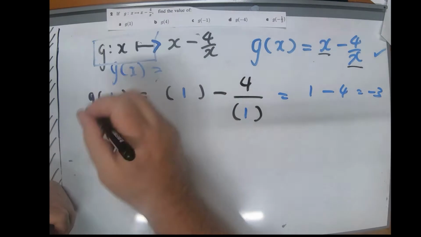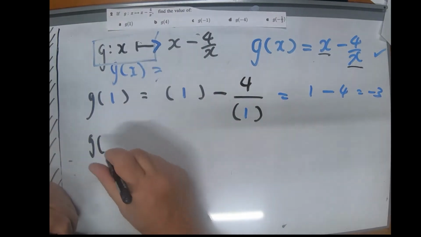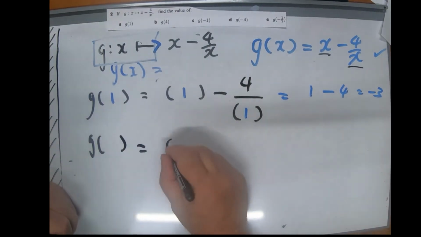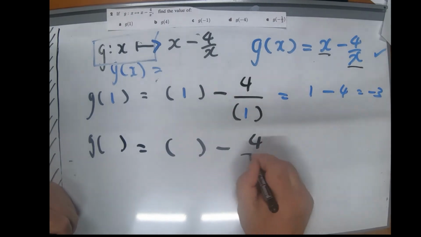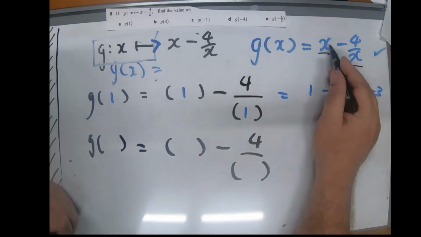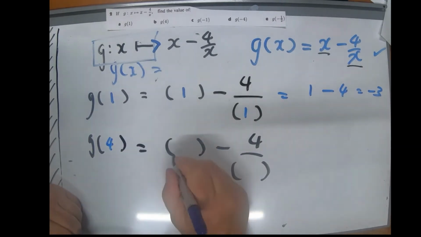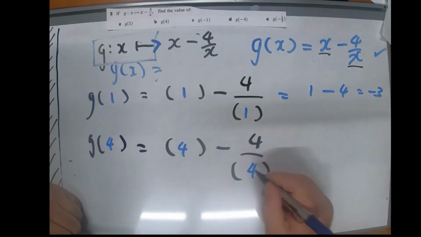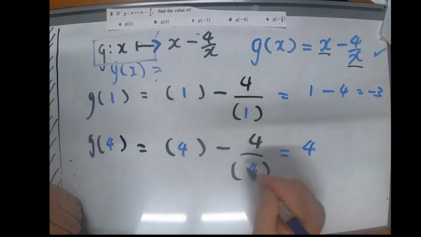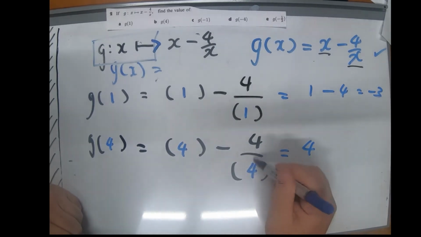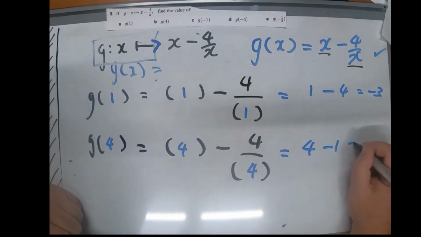Let's try part B. g of 4 equals a bracket minus 4 over a bracket. Here's the two x's where the brackets are. Part B was a 4. So a 4 would go here and here. We have a bit of algebraic substitution here. So 4 minus 4 divided by 4 is 0.